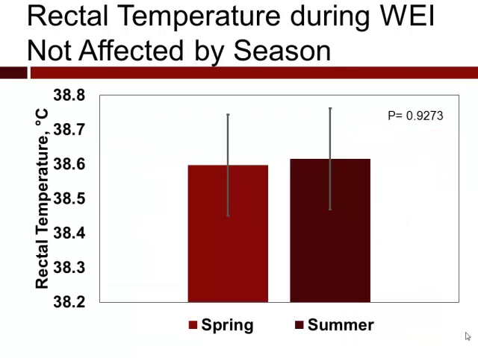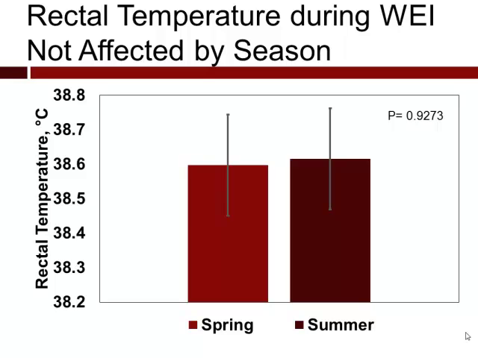So this is the rectal temperature based on season during the wean to estrus interval. We didn't see a difference. That would be the cardinal indication of a heat-stressed animal, an elevated rectal temperature. The other indication of physiological level of heat stress would be an increased respiration rate. So an animal could mitigate heat by increasing respiration rate without changing core body temperature.